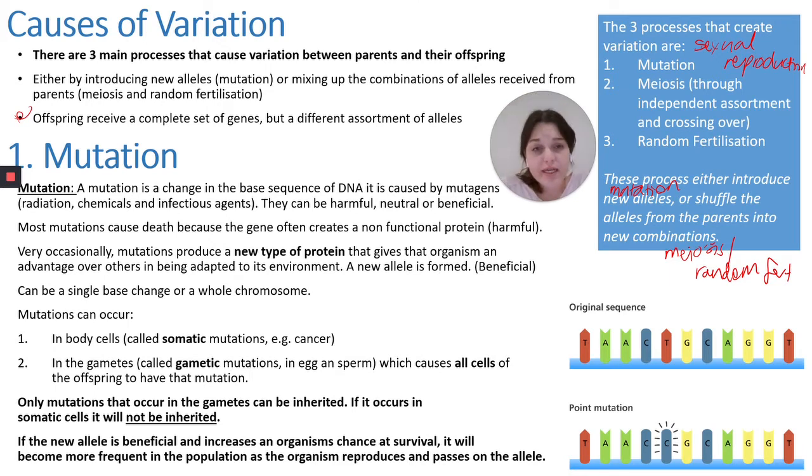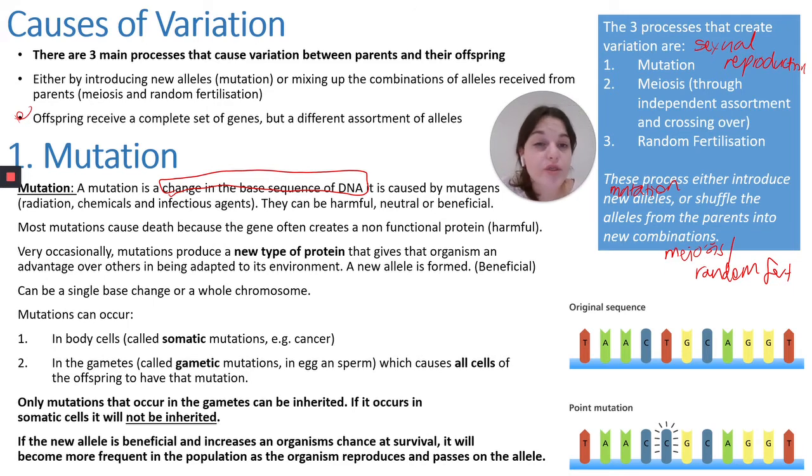So the first thing that can actually make new alleles altogether, so we're not talking about shuffling them up yet, we're talking about actually making a whole new allele, is mutations. So definition, because you must know definitions at the bare minimum, please just learn the definitions. A mutation is a change in the base sequence of DNA. Sorry, that was not circled very well. And they are caused by mutagens, which are, well, we'll have a look at that later, but like radiation, chemicals, infectious agents, that sort of stuff.